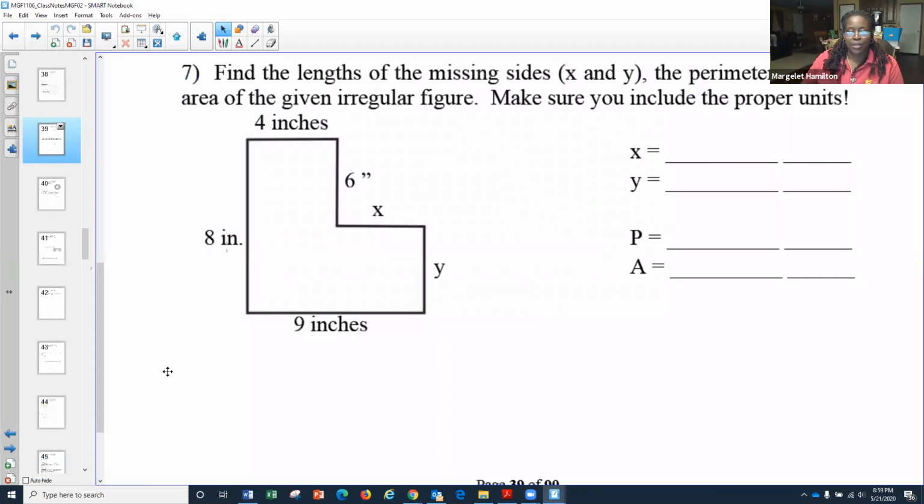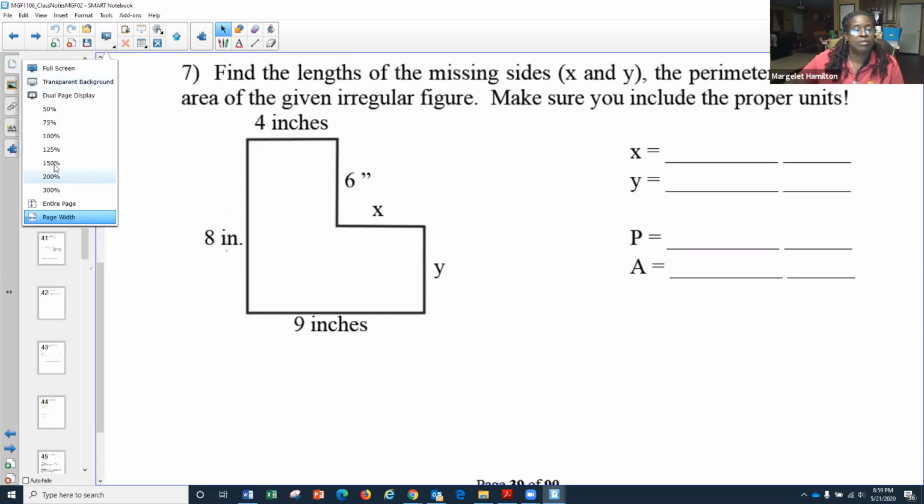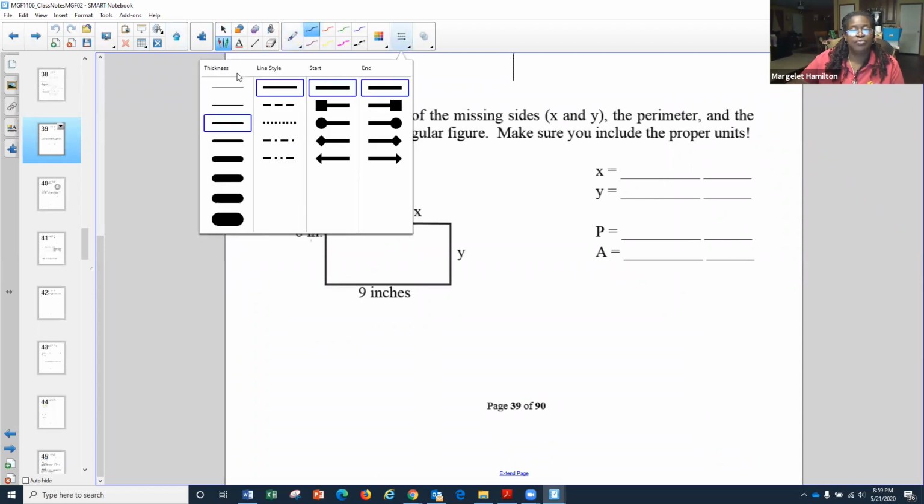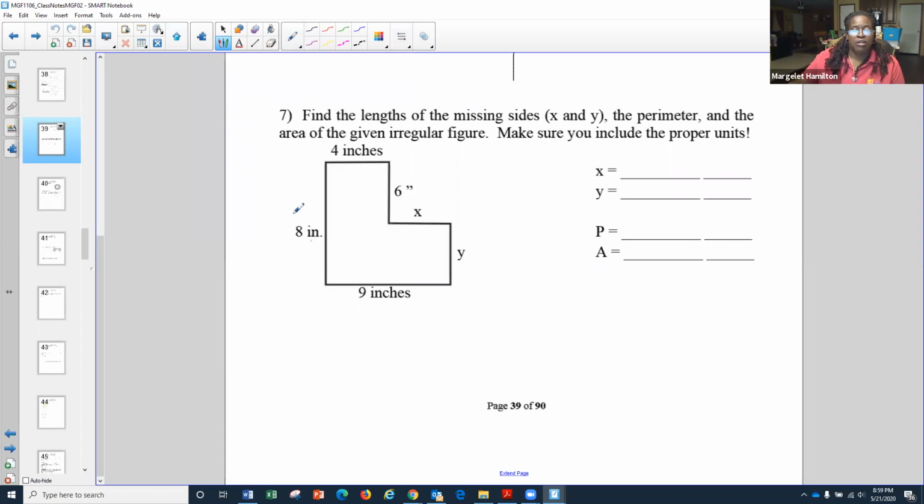Here we are on the bottom of page 39, where we left off. Something to write with. All right, so here we are with our first irregular figure. Now, an irregular figure is simply a figure that comprises two different figures put together. So irregular means that they don't have a specific formula for this particular figure on its own.